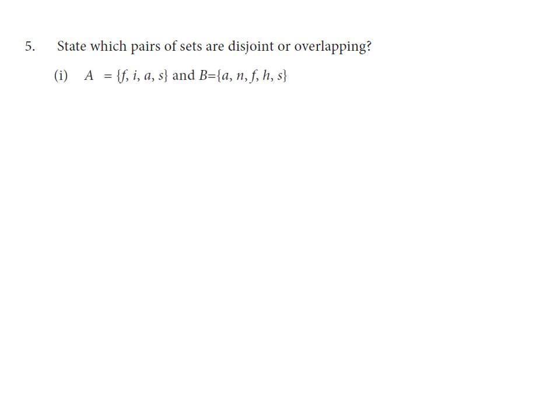The set A containing F, I, A, S. The set B containing A, N, F, H, S. Look at this. F we have in A and the same in B. And A also, in both A and B. S is also there. So look at this diagram, the sets A and B. This is overlapping. The common elements we have to represent like this. This is a Venn diagram. In the next exercise we will see details about Venn diagrams.